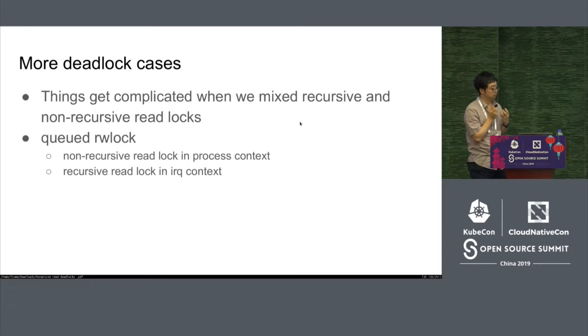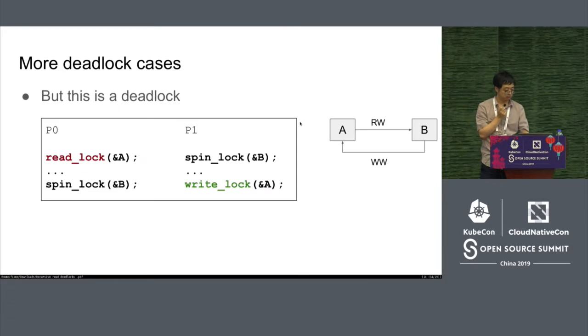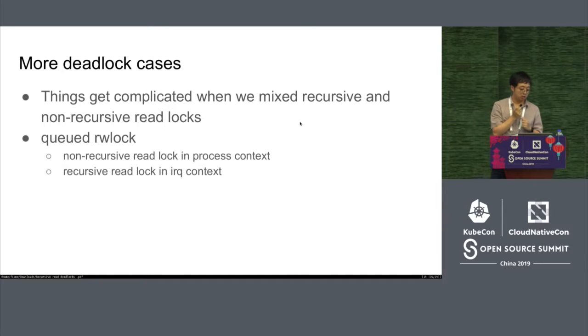So for the same struct, they might have different categories of lock. Sometimes it is determined as a deadlock, sometimes it is not.